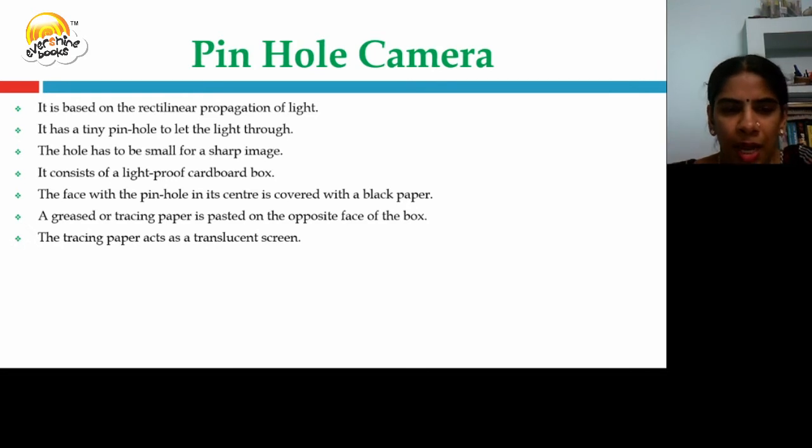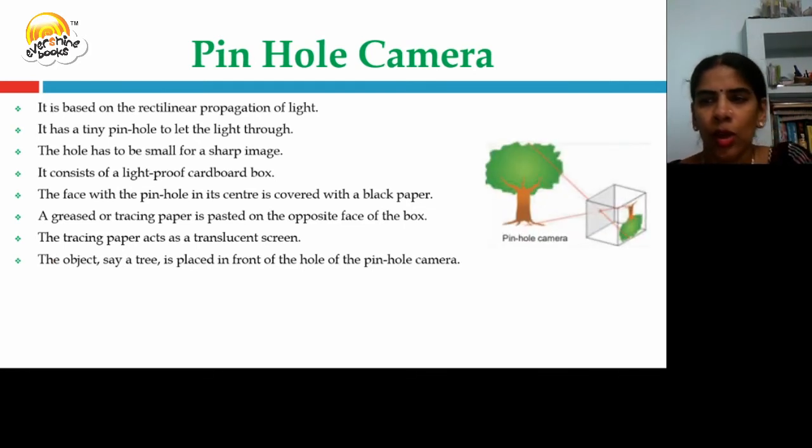The tracing paper acts as a translucent screen. The object, say for example a tree, is placed in front of the pinhole. You can see the pinhole camera. It is made up of a cardboard box. It is light proof, so it should be covered with black paper. Where the images will be formed, that side has been pasted with tracing paper or greased paper, because it acts as a translucent screen.